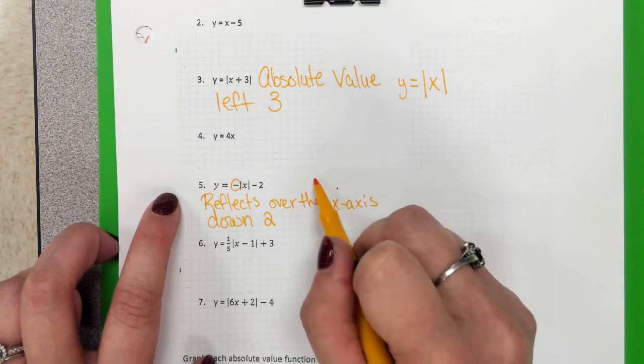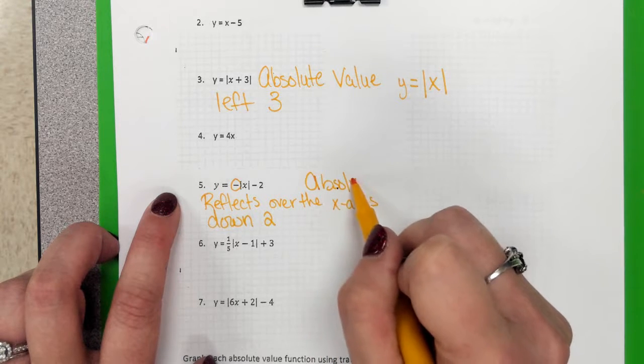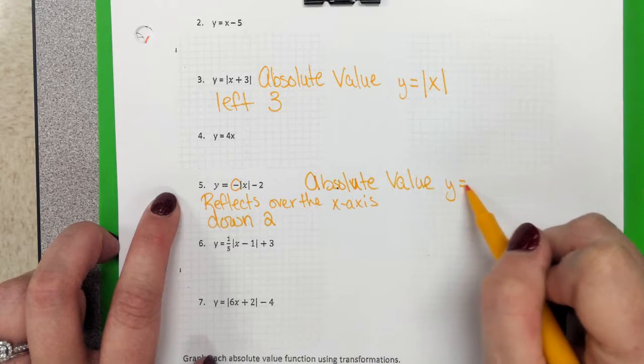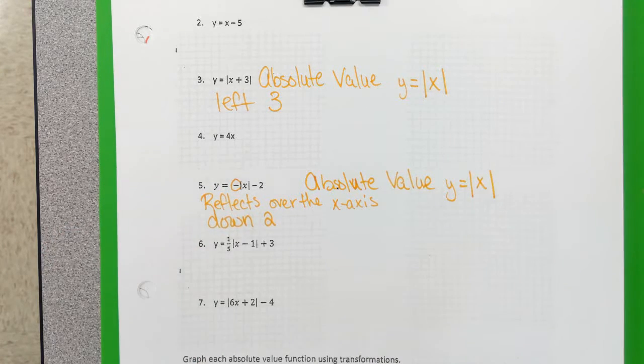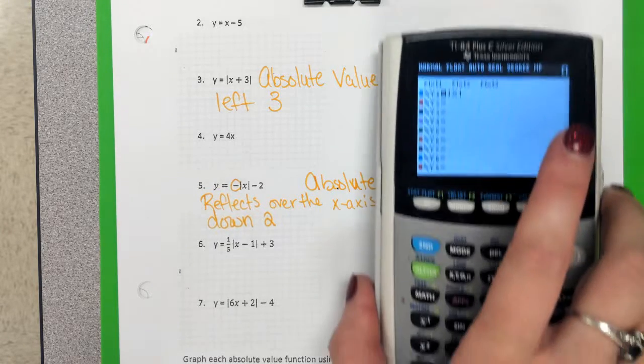All right, it told me to name the parent graph. What's the parent graph? Absolute value. And what's the equation? Perfect. All right, here we go. Got your calculators? All right, now here's what's different.